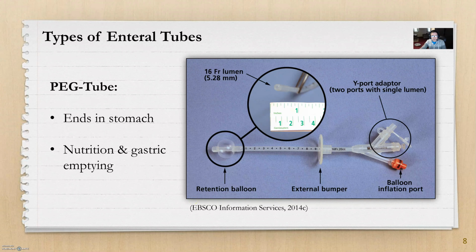So the PEG tube, the most common tube, this one ends in the stomach, and this one is also for nutrition and gastric emptying. You can use it for either. For gastric emptying, you'll usually see it hooked up to a Foley bag and kind of just left to drain. And then obviously with nutrition, you're getting tube feedings usually.